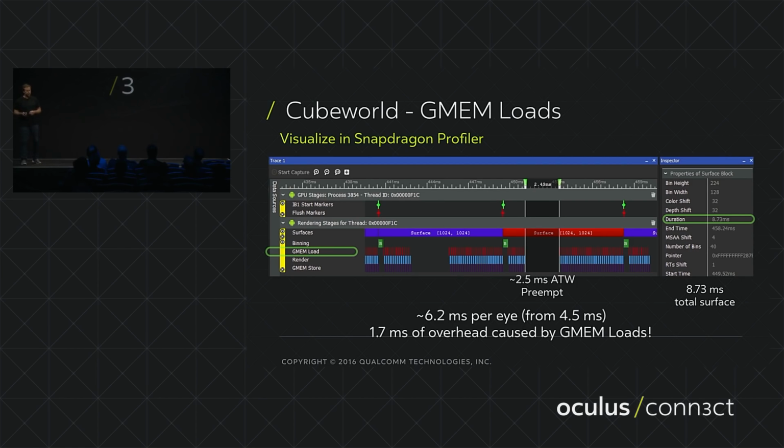The impact of this is pretty large. Now the surfaces are taking 8.73 milliseconds in total time, with asynchronous time warp roughly 2.5. So your render time is roughly 6.2 milliseconds, and that's up from 4.5. So per eye, you're looking at 1.7 milliseconds extra. When you're talking about 16 milliseconds of time, that's a lot.